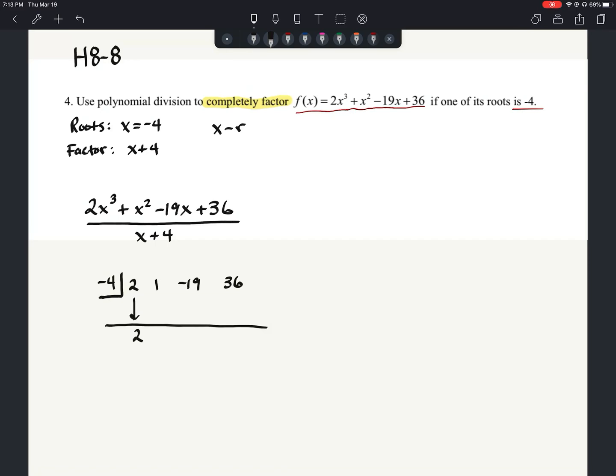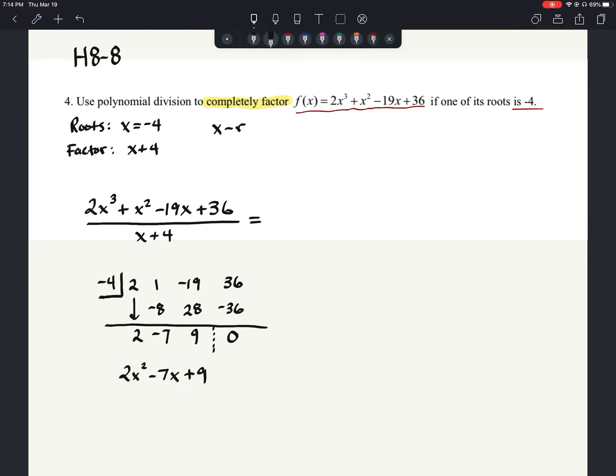So 2 times negative 4 is negative 8. We add those, we get negative 7. Negative 7 times negative 4 is 28. Add 28 and negative 19, you get positive 9. Then 9 times negative 4 is negative 36. We end up with 0, which means there is no remainder. And it makes sense, because it should not have a remainder if we know that negative 4 was a root already. So this is the same thing as 2x squared minus 7x plus 9.